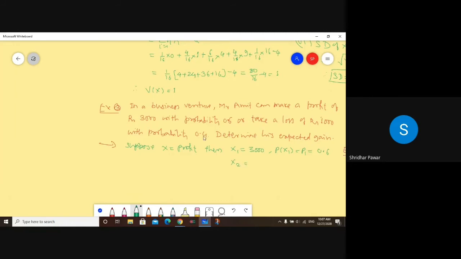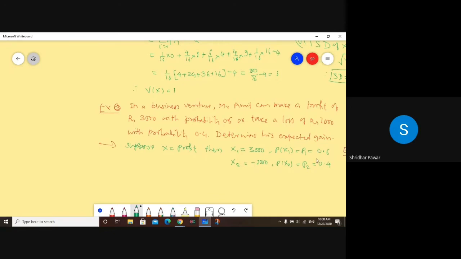x2 is equal to काय नफा होतो त्याला? It is the loss of rupees 1000, म्हणजे किती फायदा झाला? What is the profit? Because x is profit. Yes, profit is minus 1000, right? So try to understand this. 1000 loss means it is minus 1000 profit. And the probability that he can make that much loss, or minus profit, is 0.4.